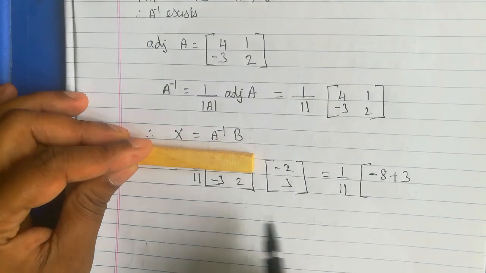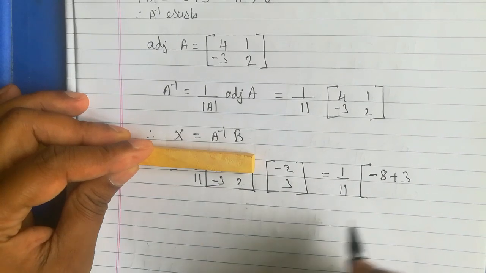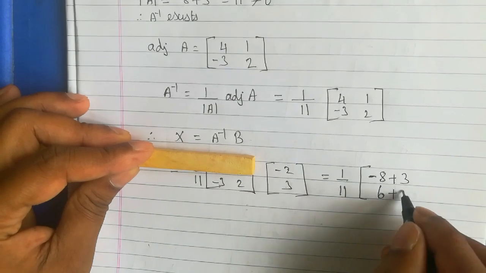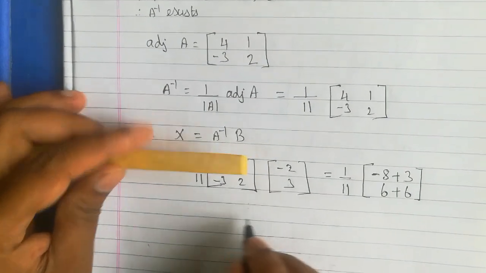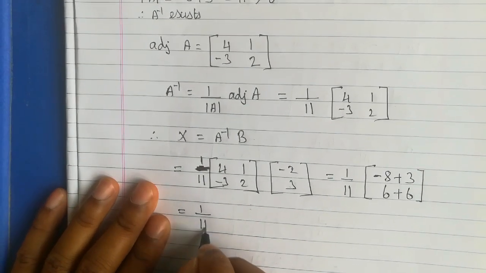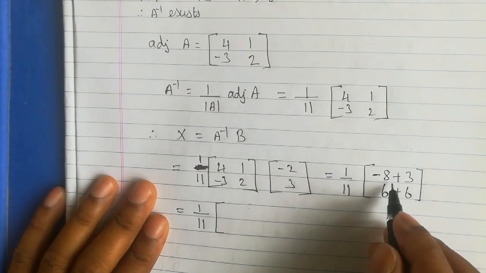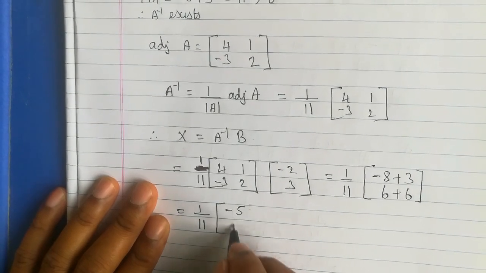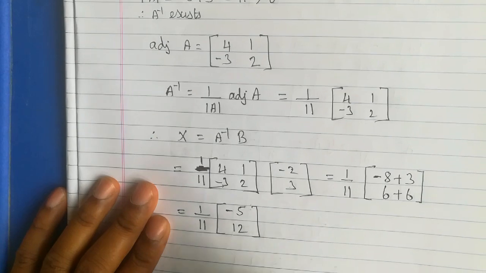Now we'll multiply with this. Minus into minus is plus. Plus 3 twos are 6. One by 11, simplify this: minus 5, this is 12.